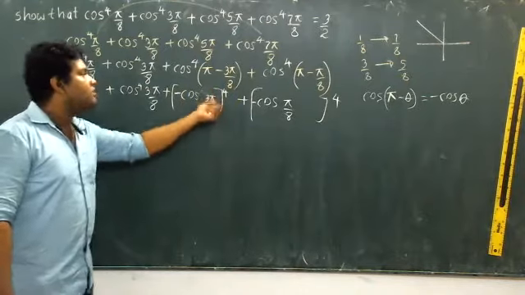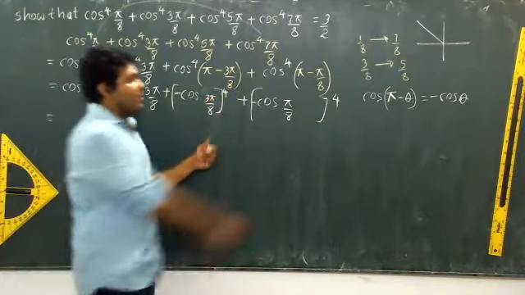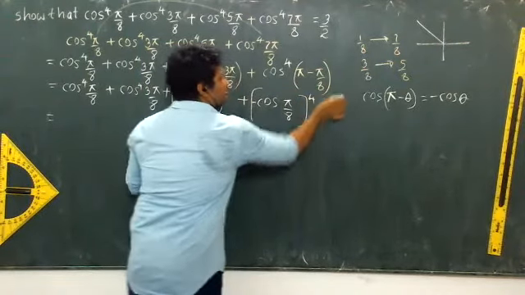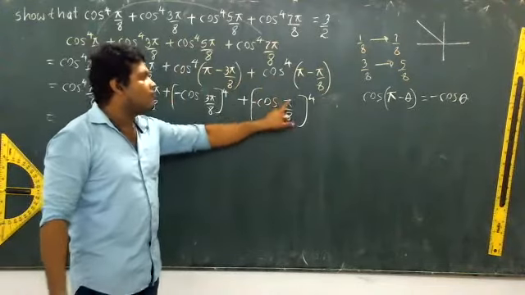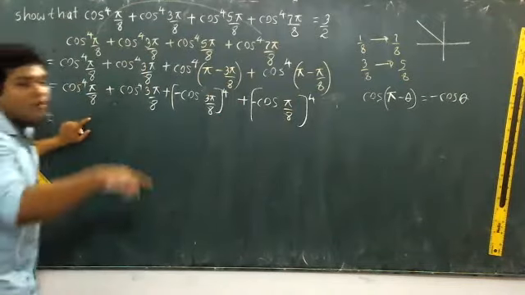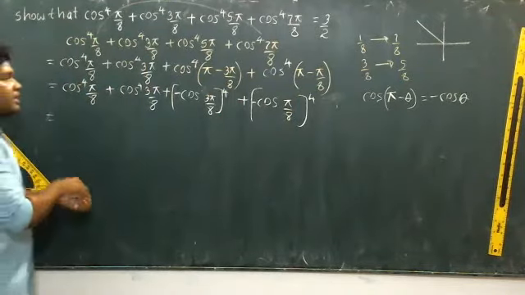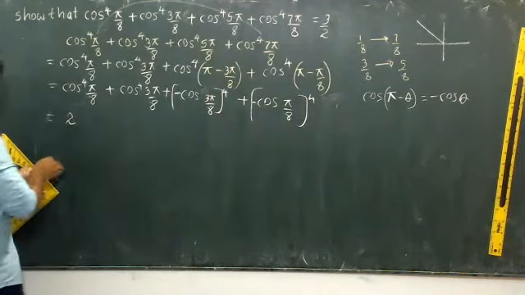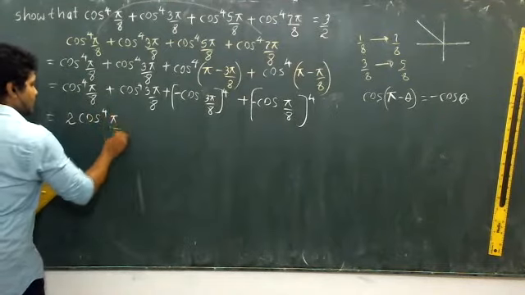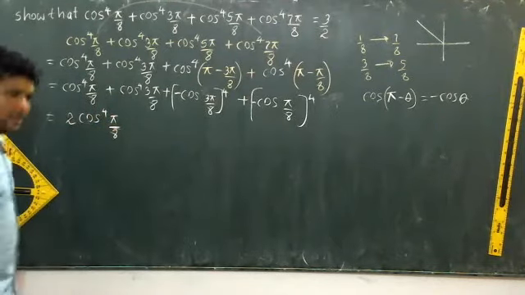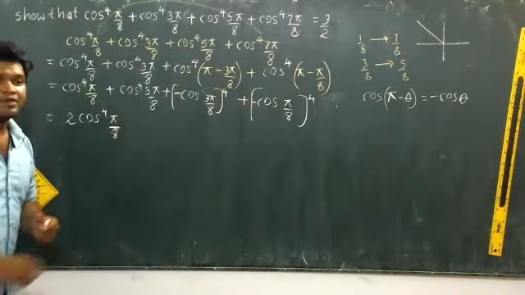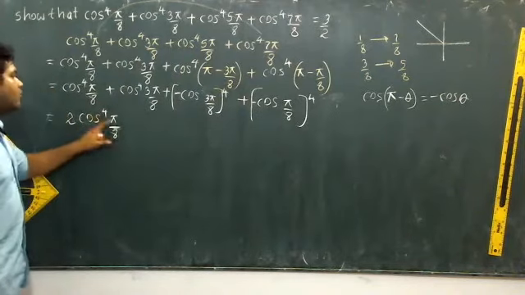Then cos⁴(3π/8). And this will be to the power 4. When you take power 4, what happens? This is cos⁴, cos⁴(π/8). Then cos⁴(π/8). How many such terms are there? There must be 2 terms, 2 cos⁴(π/8). By getting the first term and the last term, these two terms will be together like 2cos⁴(π/8).